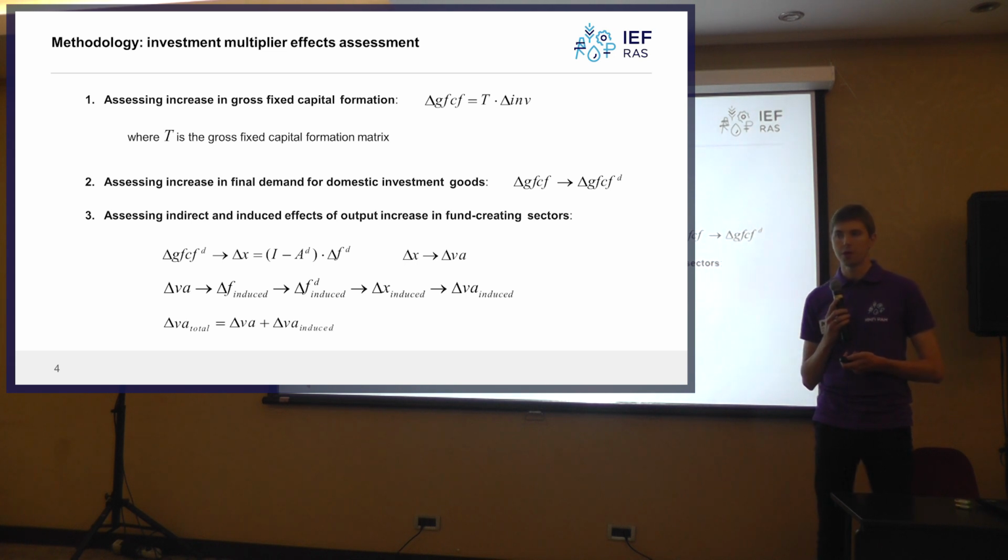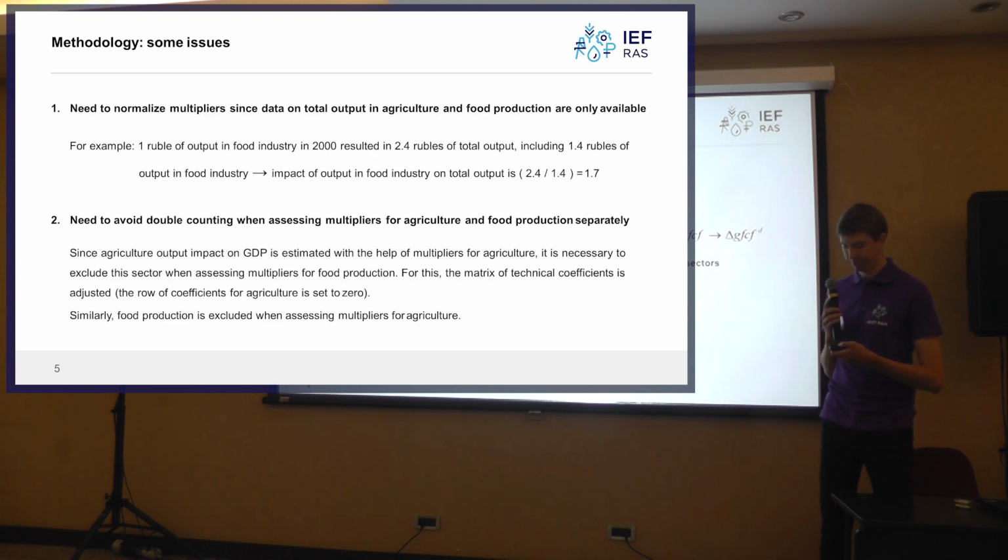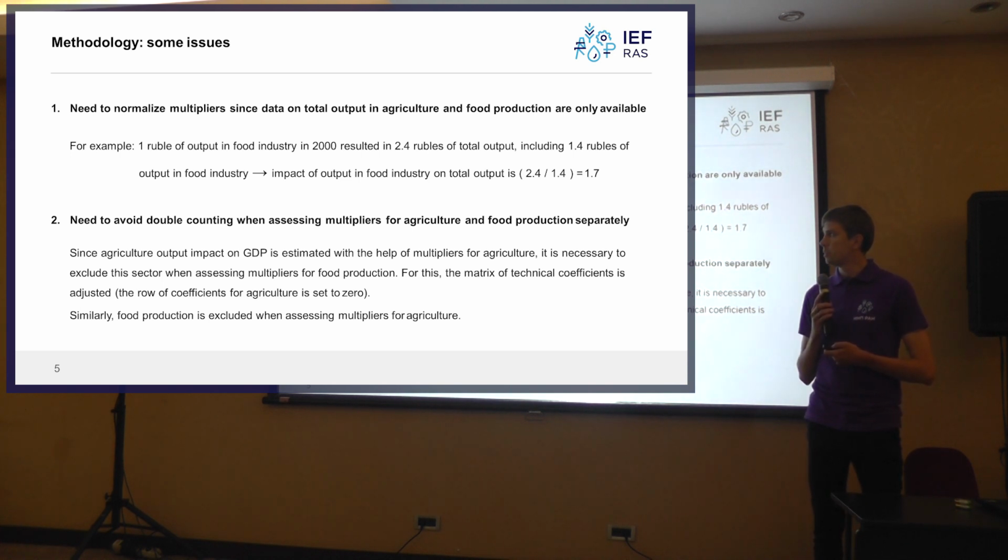The statistical base of our calculations is a series of national input-output tables elaborated by my colleague Marat Uzyakov. These tables are in current prices, and these tables are for the period 2000-2015. We made our calculations separately for each year of this period to assess output multipliers and investment multipliers, and then we use data on outputs and investments in food production and agriculture to evaluate impacts on GDP.